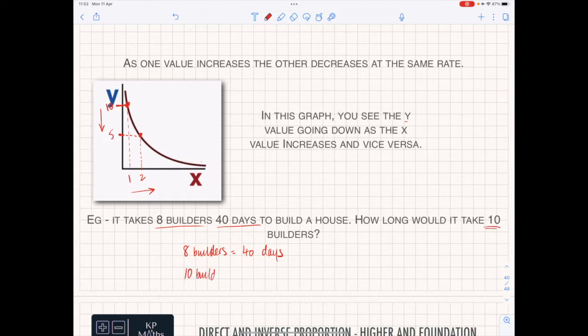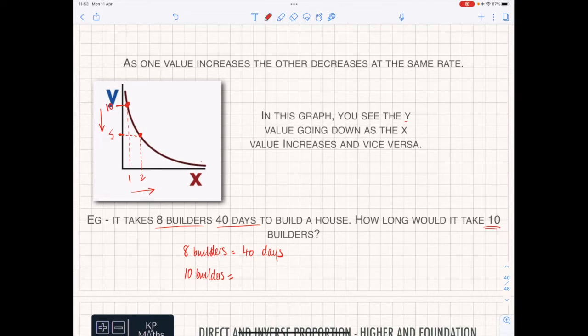Now, if you think about this, the number of days has to decrease, because if I've got more people building a house, this should go down. You know, if I have 8 builders building a house and then I said 16 builders, there's twice as many people, it should only take 20 days. So follow a bit of logic here in these questions.